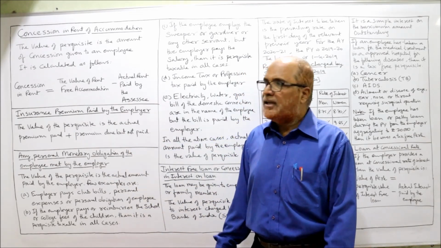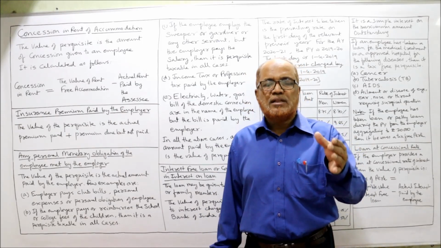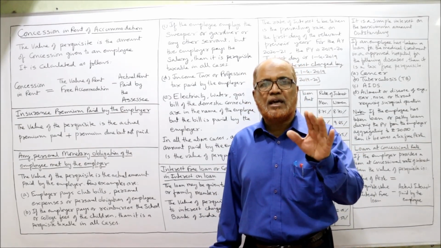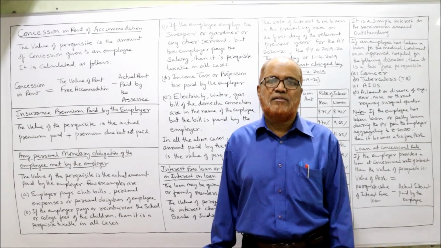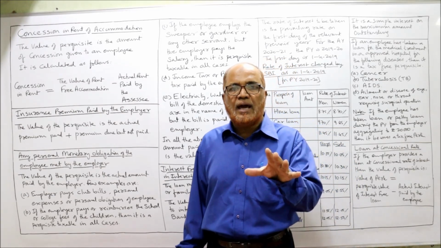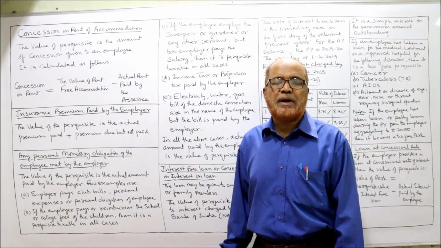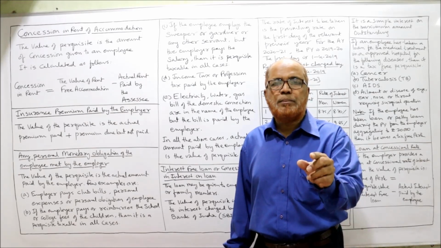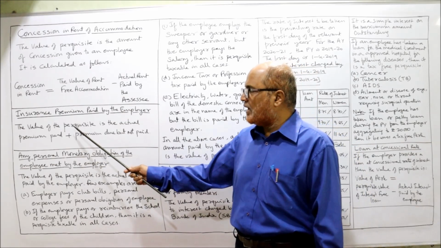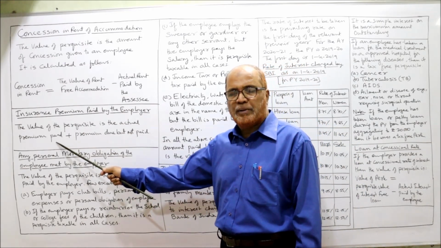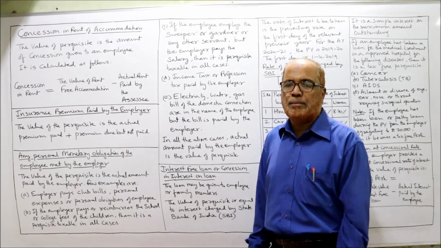Next one, insurance premium paid by the employer. Sometimes the insurance policy is taken by the employee on his own life, or on his spouse's or family members' lives, but the employer pays the premium. Then whatever premium is paid and due, that is the value of the perquisite. The value of the perquisite is the actual amount of premium paid plus the premium due but not paid.